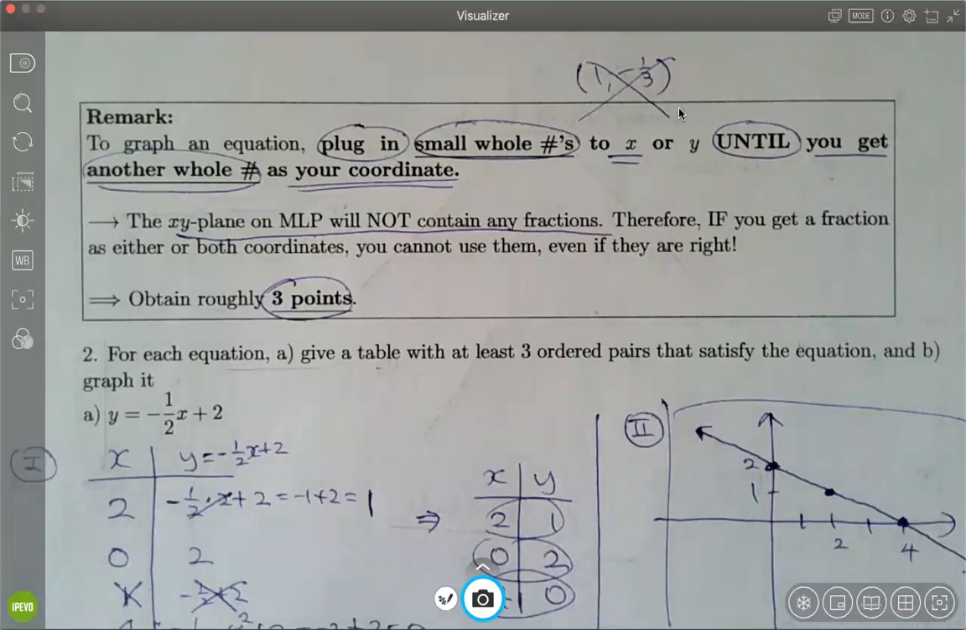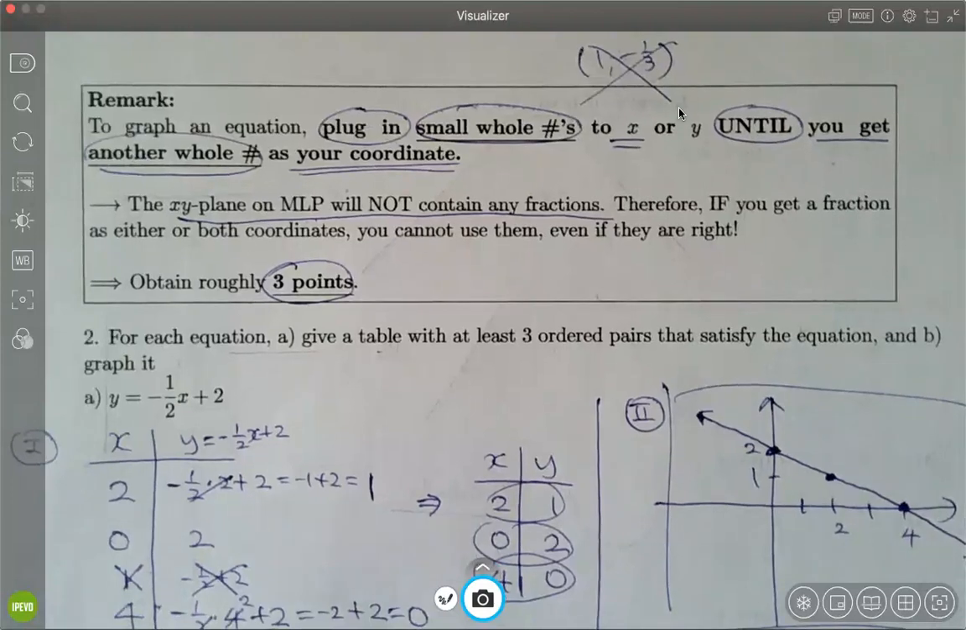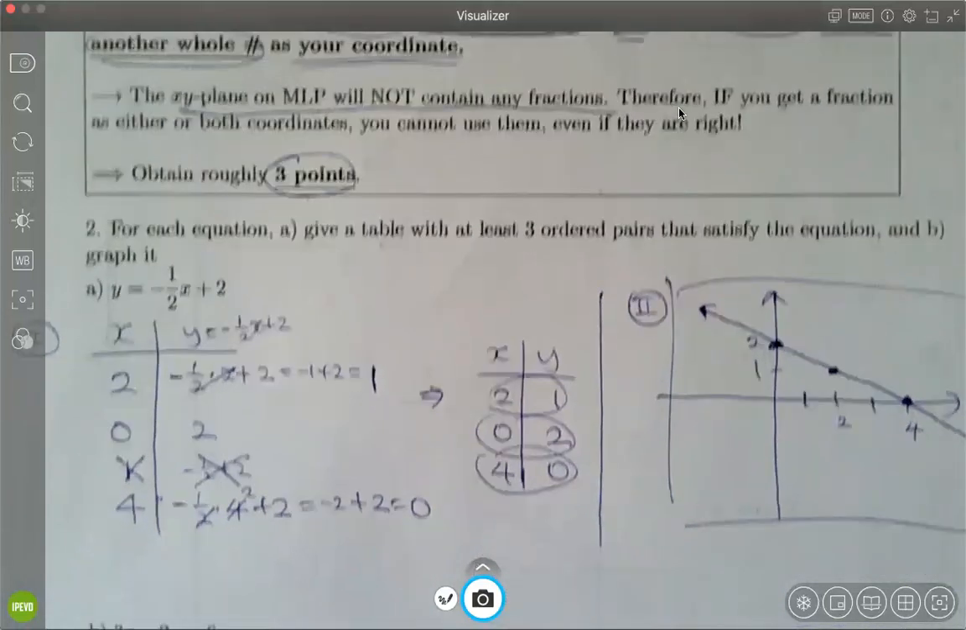Okay, so yesterday where we stopped was, we are in the middle of graphing things. To graph any equation by hand, we just have to come up with about 3 different points. Remember, to obtain these 3 points, we just plug in some small whole numbers for x or y. Most people end up choosing 0, 1, and 2, and so on, or even maybe -1 or -2. But that might change depending on what kind of equation you have.